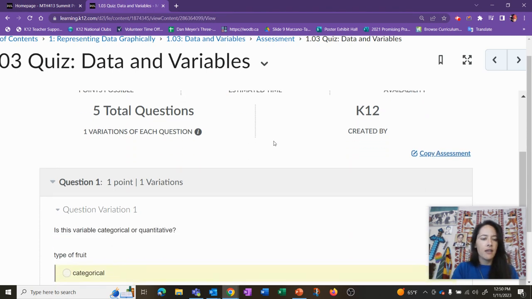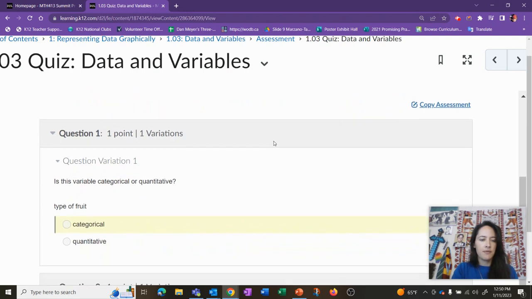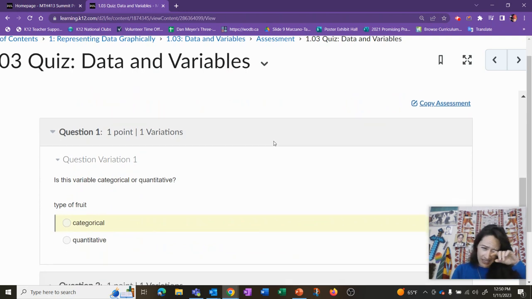All right, type of fruit. Is it categorical or quantitative? Well, as you can see, it's highlighted in green as categorical. In college, we tended to call that qualitative. It was a qualitative variable because it described a quality of the data, not a numerical amount of the data. So type of fruit is definitely a category.